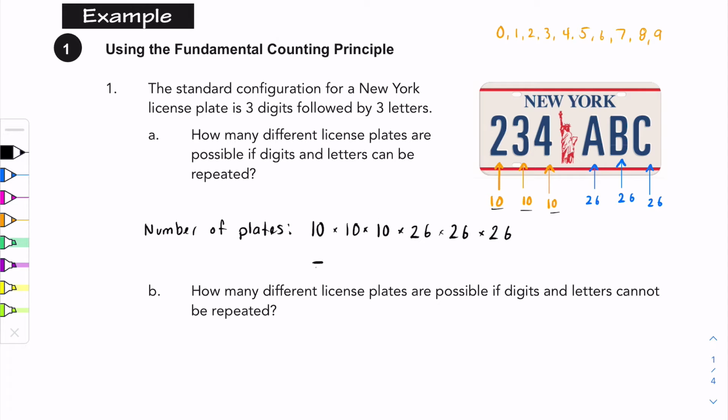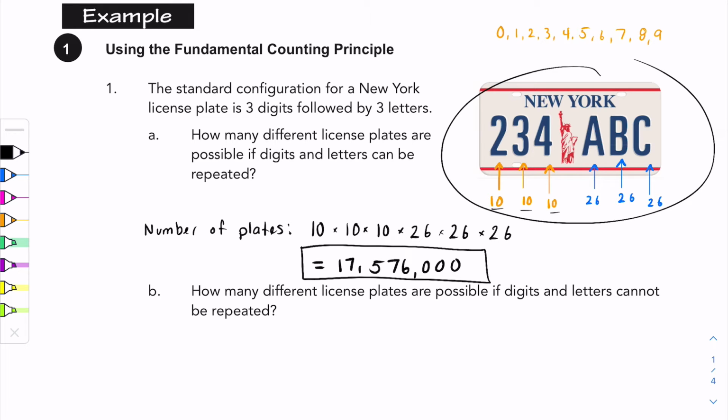You end up with 17,576,000 different options for plates. So this is the number of different license plates that New York can create with this letter and digit combo. It's quite a bit of possibilities.